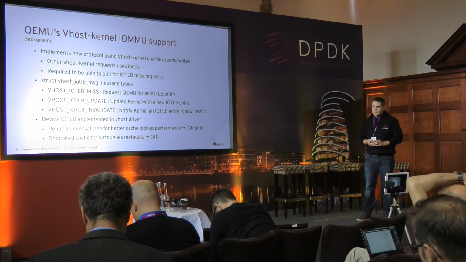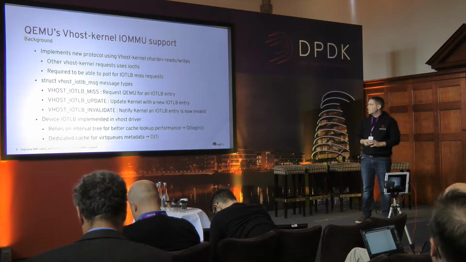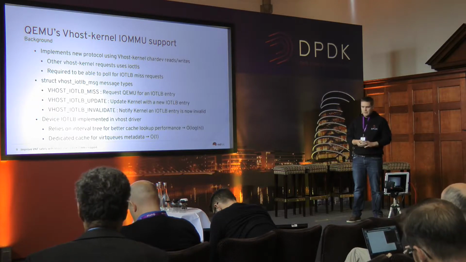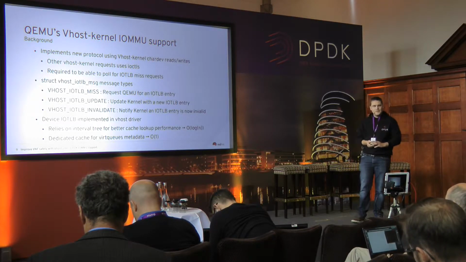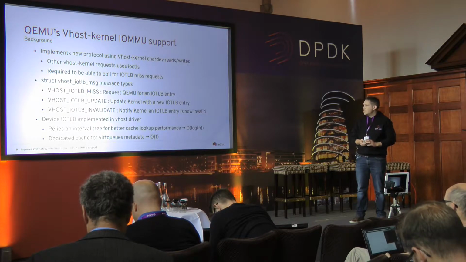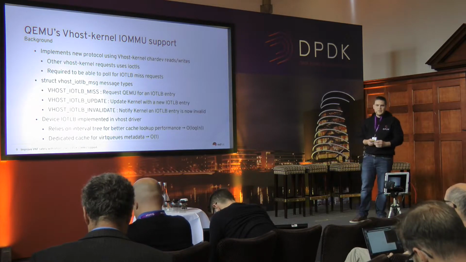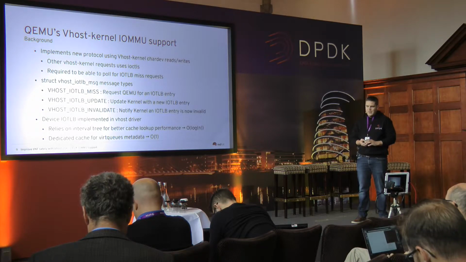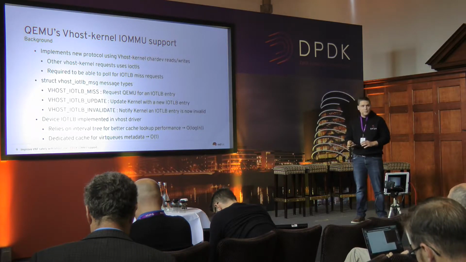To do this for the Vhost kernel backend, we use reads and writes on the Vhost kernel chardev, knowing that the other Vhost kernel requests use ioctl. We do this because QEMU needs to be able to receive IOTLB miss requests from the kernel. The messaging implements three message types. IOTLB miss messages are sent by the kernel to request an IOTLB entry for an IOVA, and then you have the update and invalidate messages that are sent by QEMU to the kernel to insert or remove IOTLB entries.